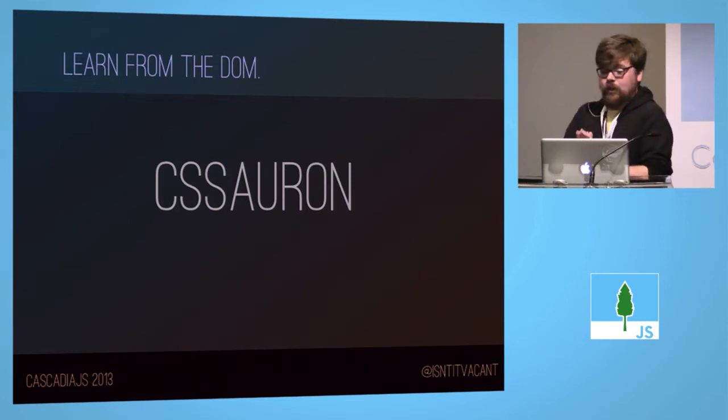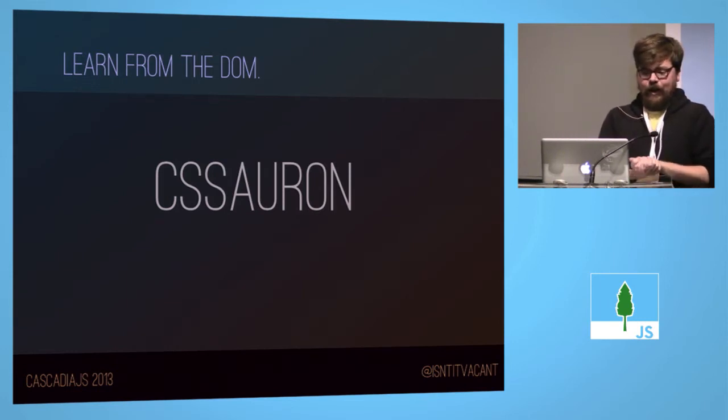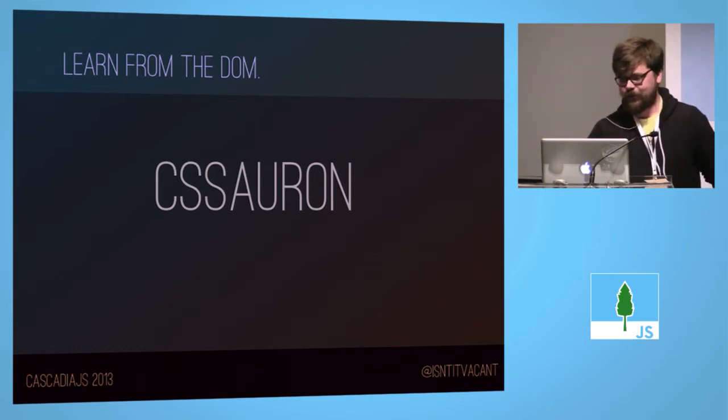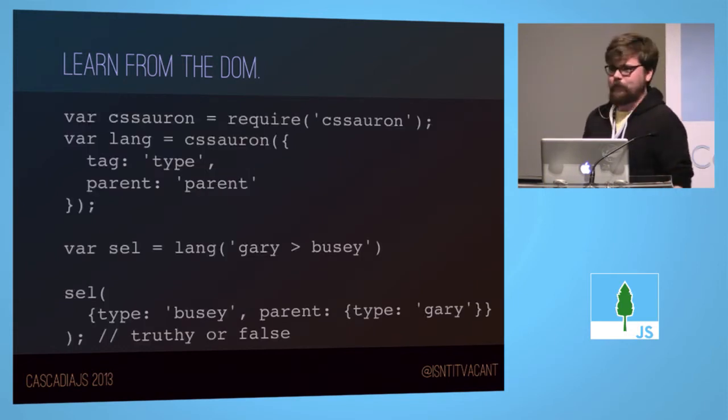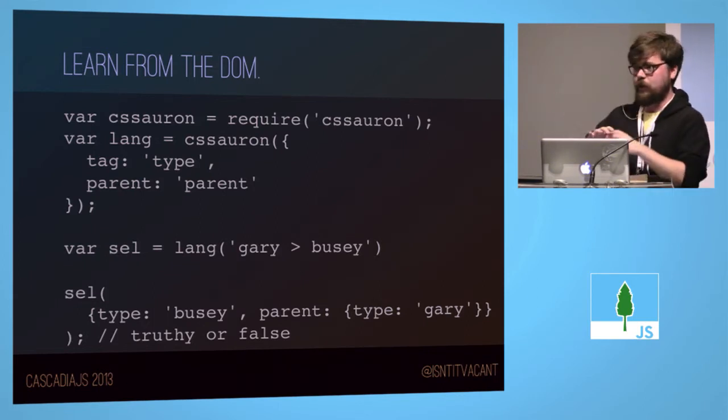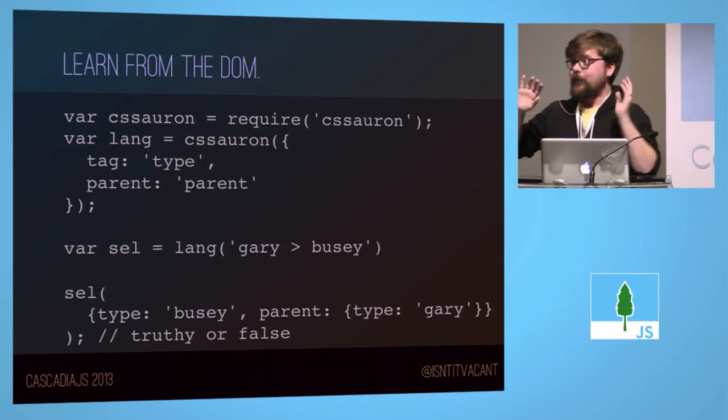So I wrote a module called CSS Sauron that aims to make it easy to leverage these nice properties against any arbitrary tree structure. So for example, because for those of you that know me, I have to include a Gary Busey reference in pretty much every code example, so here it is.